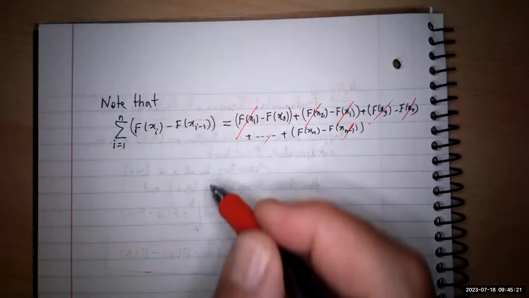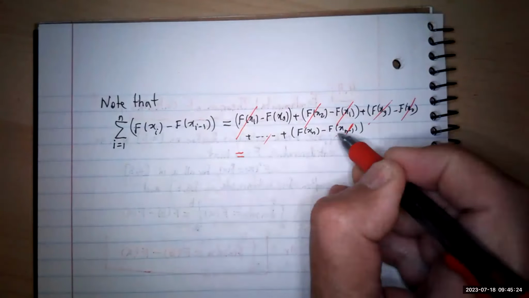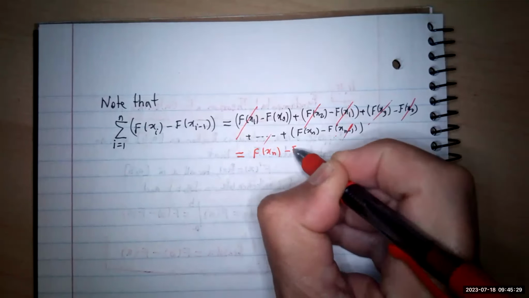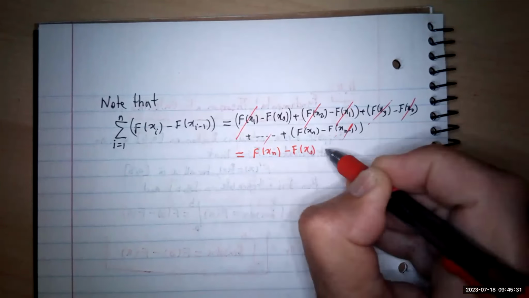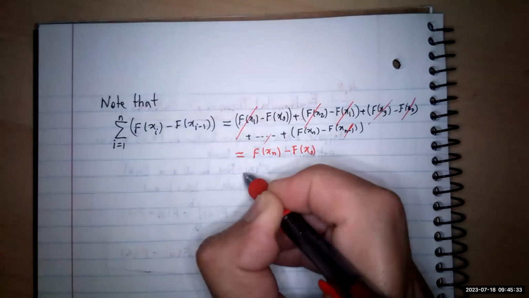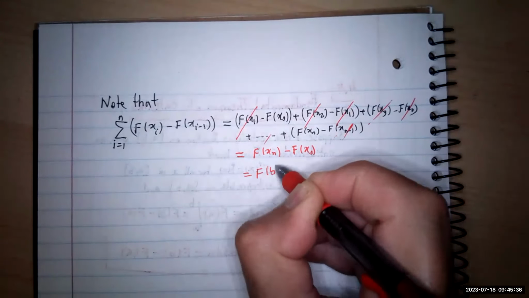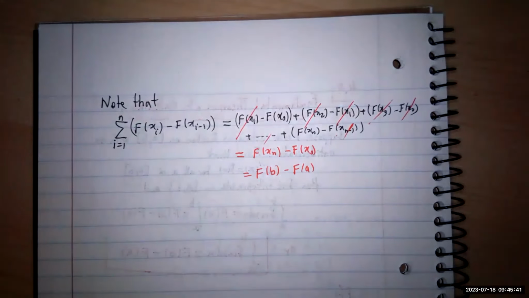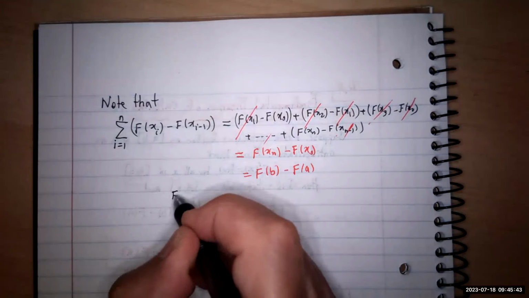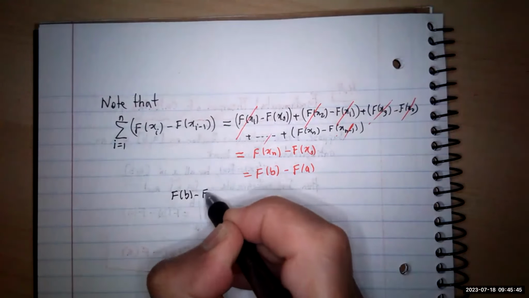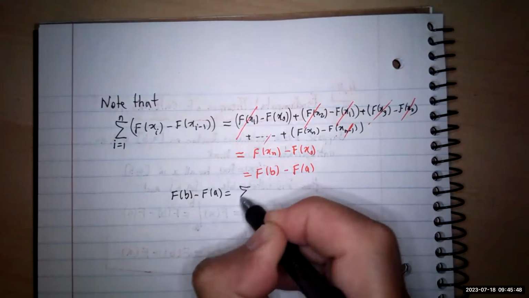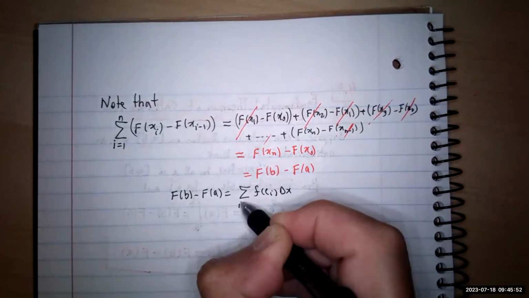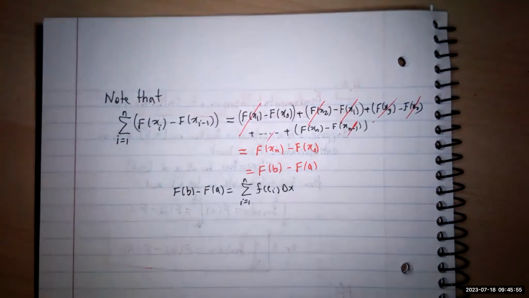So this result is equal to f of xn, and this is f of x0. Xn is the last part of your partition, so this is f of b, and this is f of a. Nice, you see? So I proved that f of b minus f of a is equal to the sigma of f of ci times delta x, i from 1 to n. Take the limit, and then you have it.